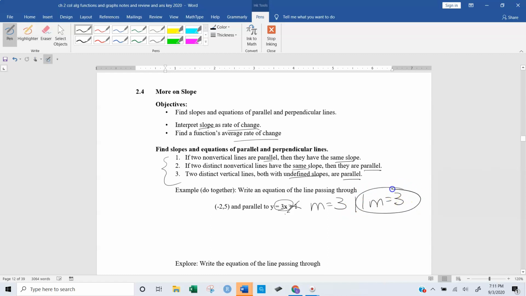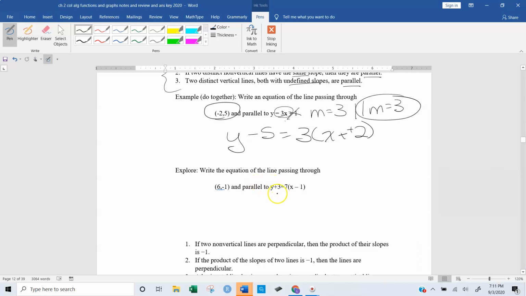So we're going to use 3 with our point to write the equation. So it's y minus 5 equals 3 times x minus technically a -2, which means plus 2. And we're done. I didn't ask you for a certain form, so that's finished. All right, try yours.